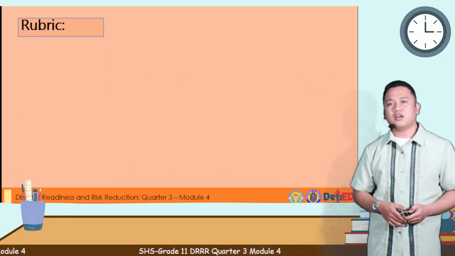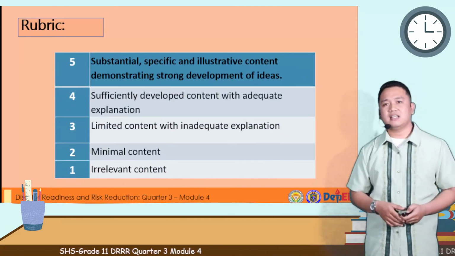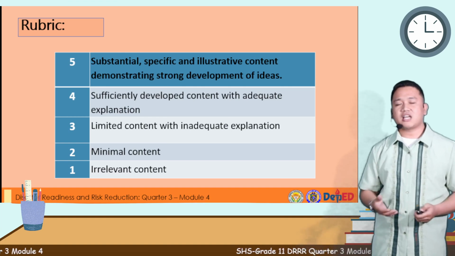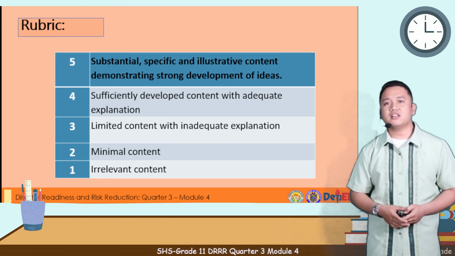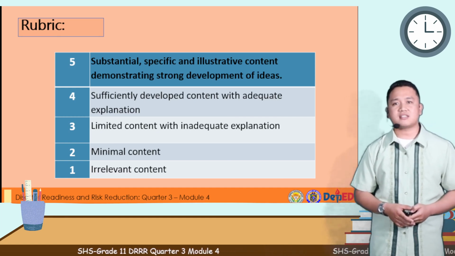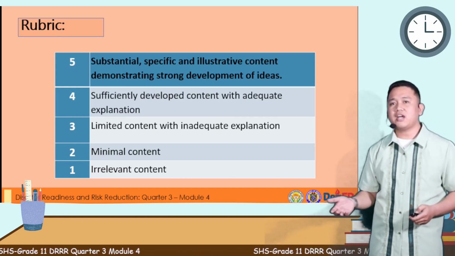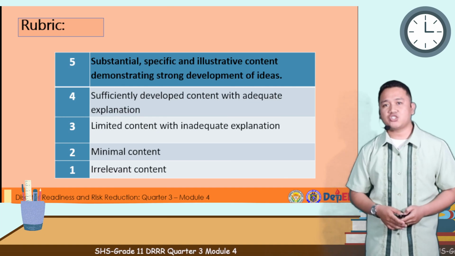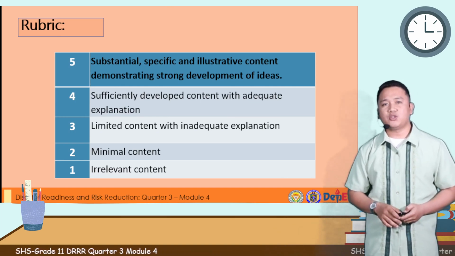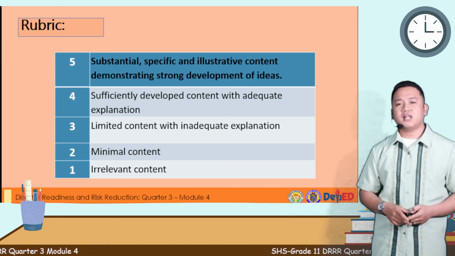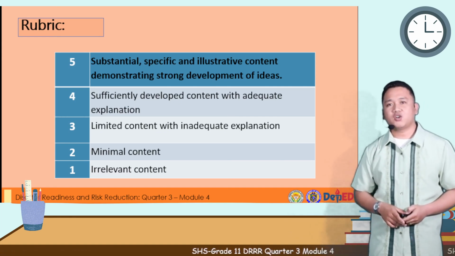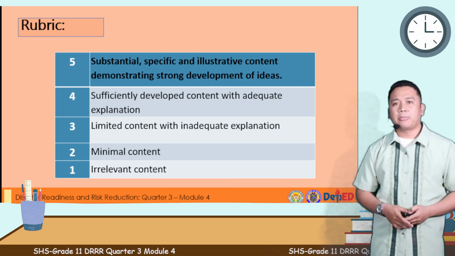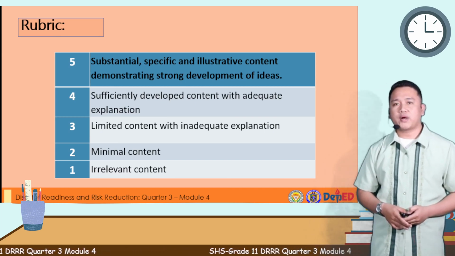And the rubric for your task is this one. You're going to have 5 points if your work is substantial, specific, and illustrative content demonstrating strong development of ideas. You will get 4 if your work is sufficiently developed content with adequate explanation. 3, limited content with inadequate explanation. 2, minimal content. And 1, irrelevant content. So please take note of the rubric so that you can depend on it while working on your tasks.